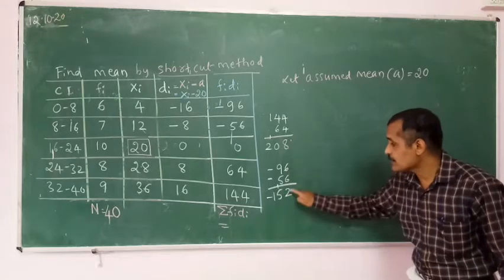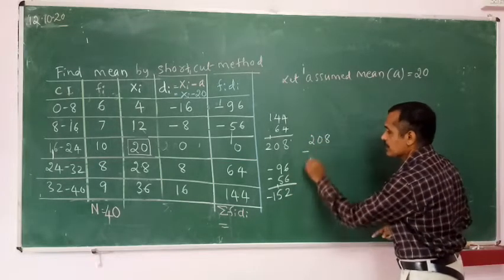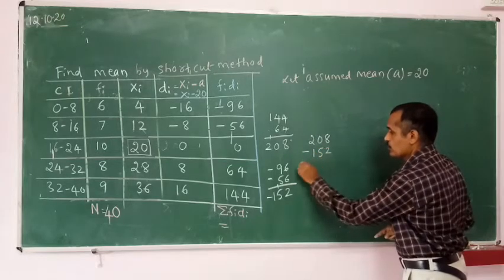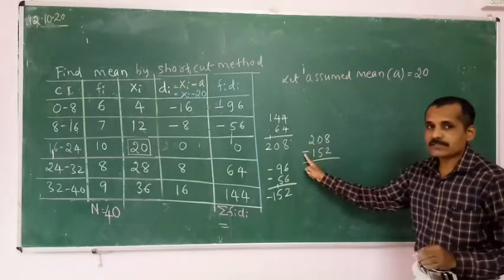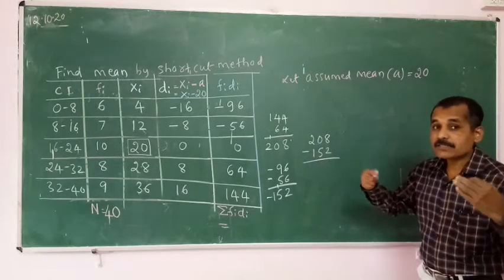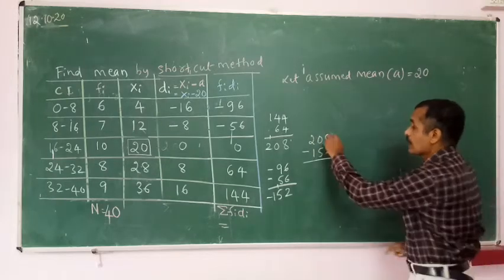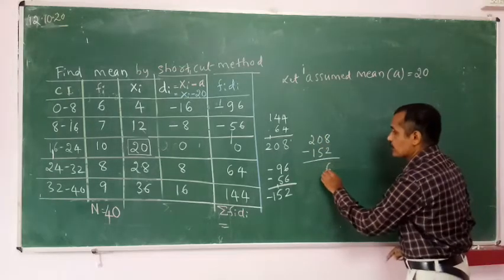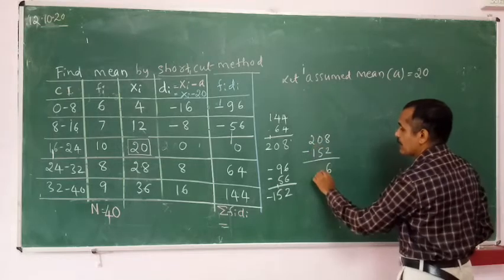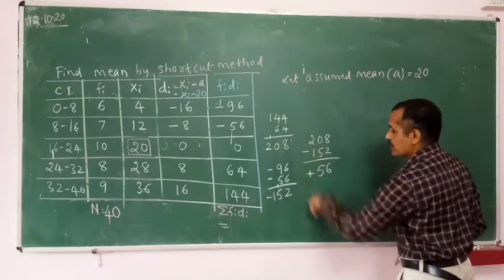Now I will take this. It is 208 minus 152. 1 plus, 1 minus. Bigger number minus smaller number, and give the sign of the bigger number. Come on. 8 minus 2 is equal to 6, and 20 minus 15 is equal to 5. Bigger number is positive. This is plus 56.